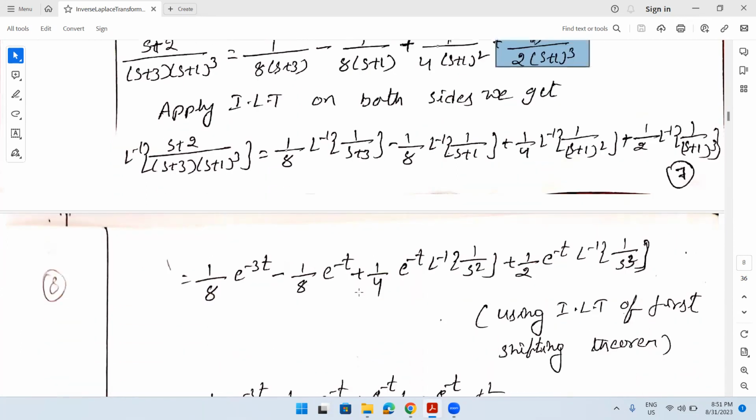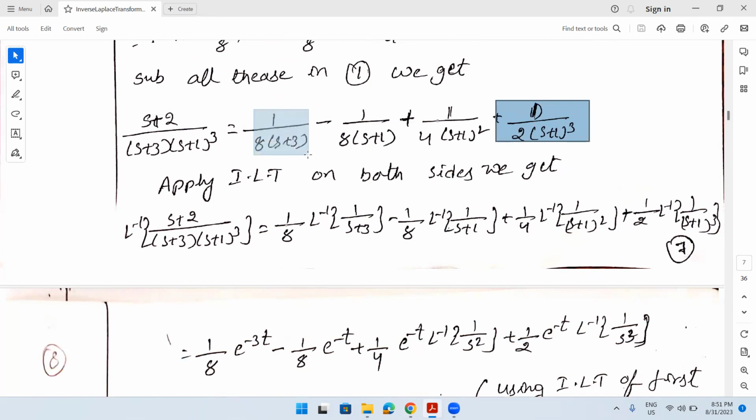Okay, using this, we can take 1/8 outside using the linear property. L inverse of 1 by s plus a is e power minus at. Here the value of a is 3, so we get e power minus 3t. And minus 1/8 outside, L inverse of 1 by s plus a is e power minus at. Here in this case, a is 1. Here we have to apply the first shifting theorem.